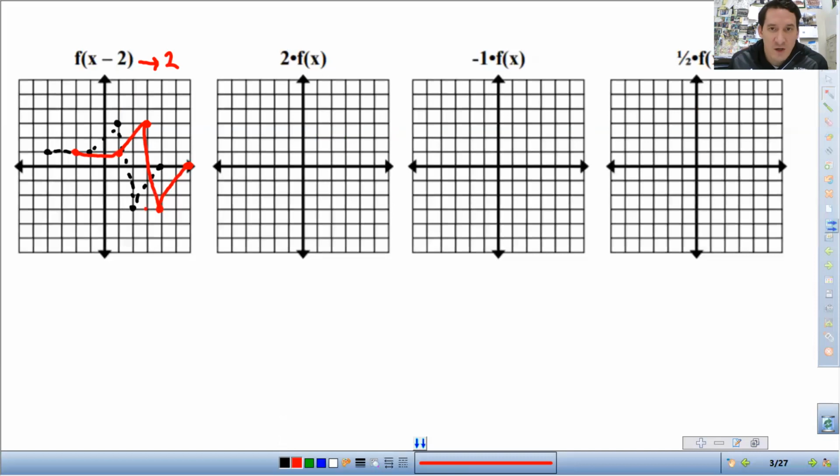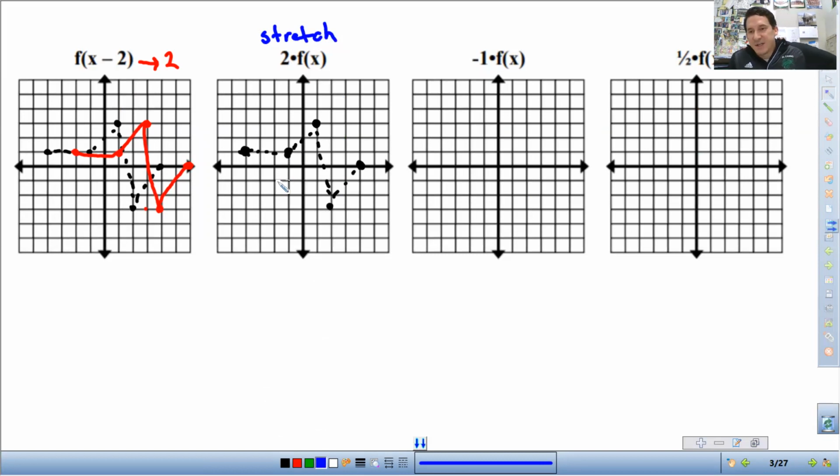All right, this is where it can get a little tricky. On this, we are multiplying. When you're multiplying something on the outside of the function, that is going to be a stretch by a factor of 2. So let me plot the original points here real quick. So what you want to think for a stretch is, let's actually write that up here. It's a stretch by a factor of 2.